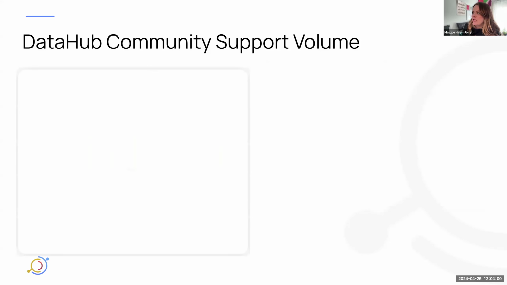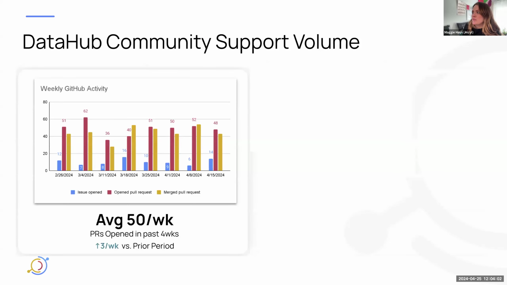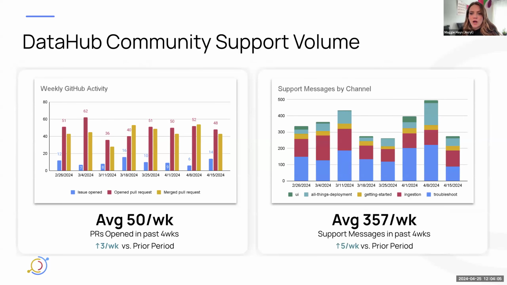We do always like to take a quick look at our community support volume, so where questions are coming in, where we could use a little bit of support from the community. So in terms of our weekly GitHub PR activity, we averaged around 50 PRs opened per week over the past 4 weeks, which is slightly higher than the period prior to that. And really all that is to say, there's a tremendous amount of code volume coming in through our project.